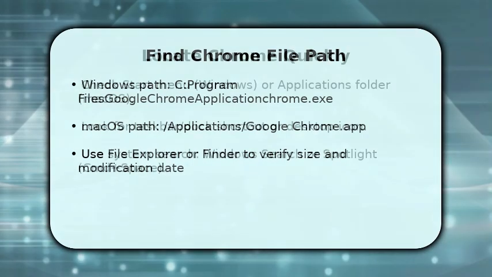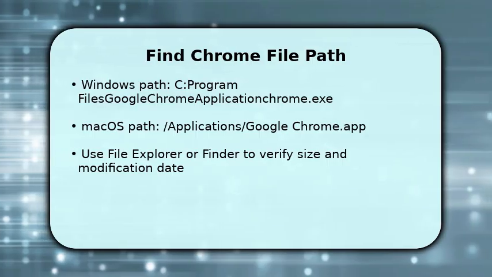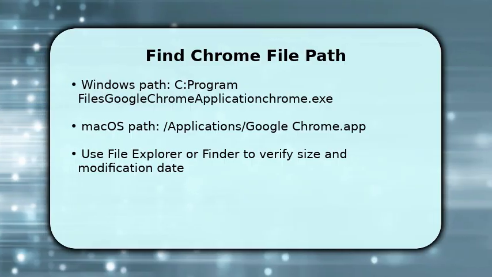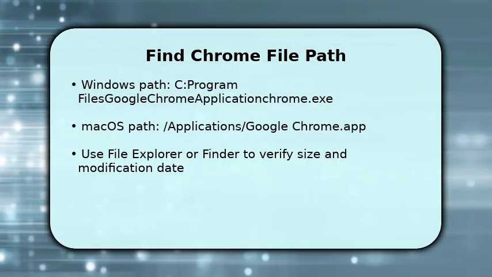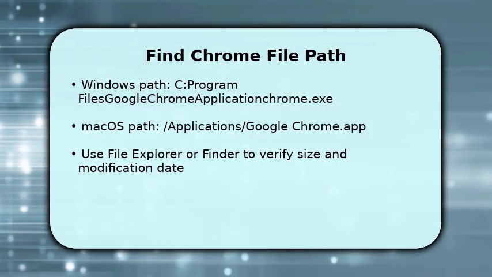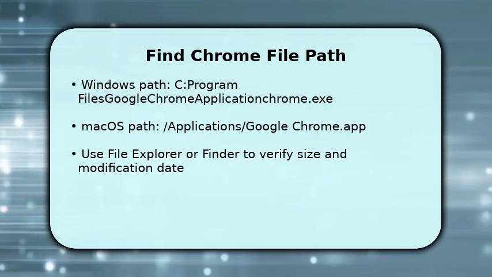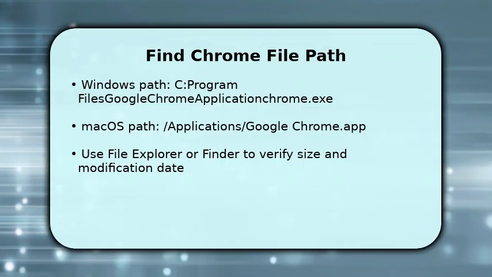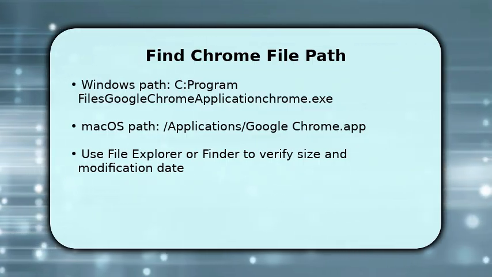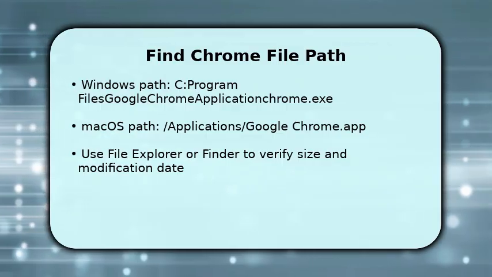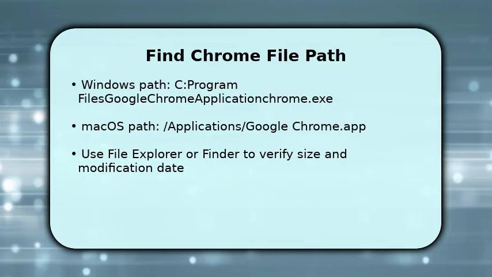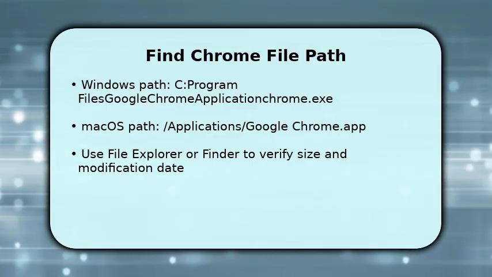On Windows, open File Explorer and navigate to C:/Program Files or C:/Program Files (x86), then Google/Chrome/Application to find Chrome.exe. On Mac OS, open Finder, go to Applications and inspect Google Chrome.app. Right-click and choose Show Package Contents for deeper files. Once located, verify the file size and last modified date to ensure it's legitimate.